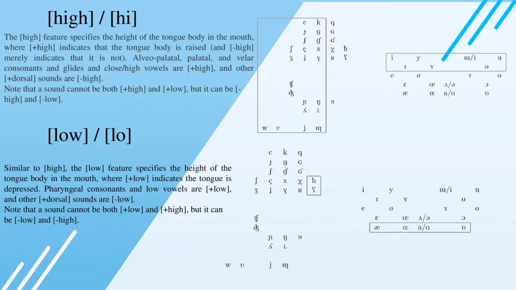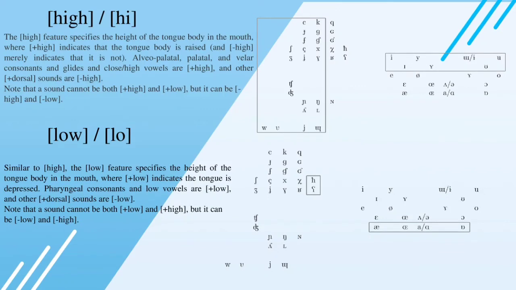High. The high feature specifies the height of the tongue body in the mouth, where plus high indicates that the tongue body is raised and minus high merely indicates that it is not. Note that a sound cannot be both plus high and plus low, but it can be minus high and minus low.